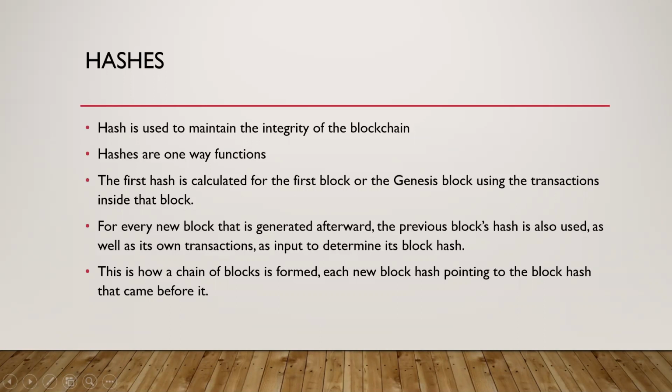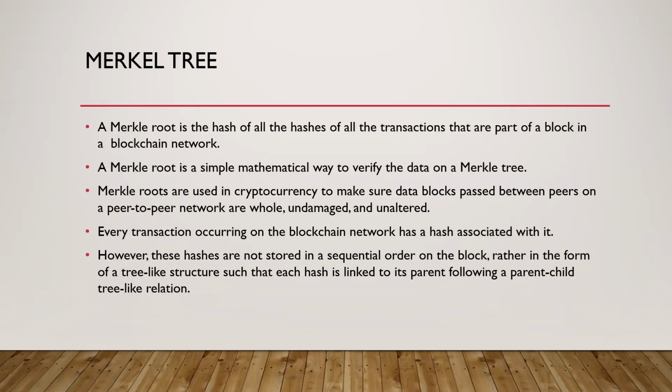So after hashes, let's understand what a Merkle tree is. Merkle root. Now, the Merkle root is the hash of all the hashes, and that too of all the transactions that are part of the block in a blockchain. It is important for us because it helps us verify and validate whether the transactions are all okay and there has been no modification or change.